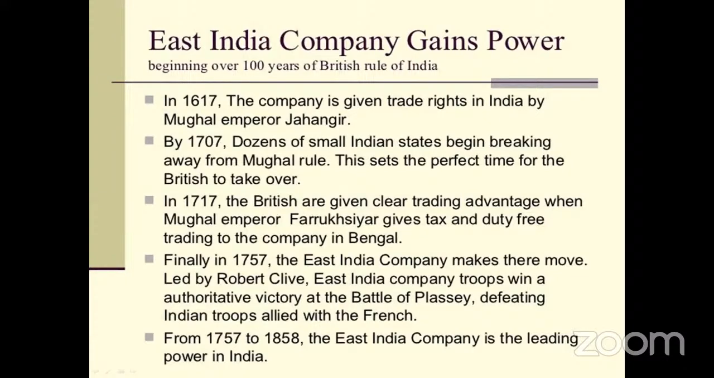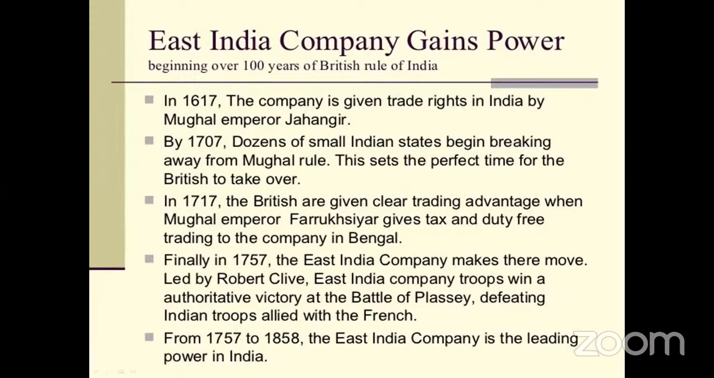So in 1617, the company was given the trade right. Those who were coming to our India as sailors and traders were given the right to do their trade in India by the Mughal emperor Jahangir. These are the Mughal emperors: first Babar, then Jahangir, and Jahangir's son is Akbar. So Jahangir gave the right to do trade in India.